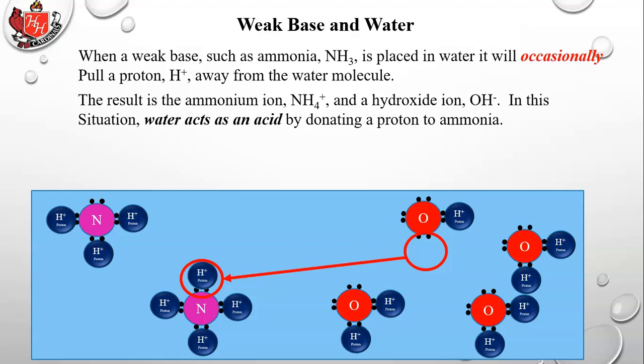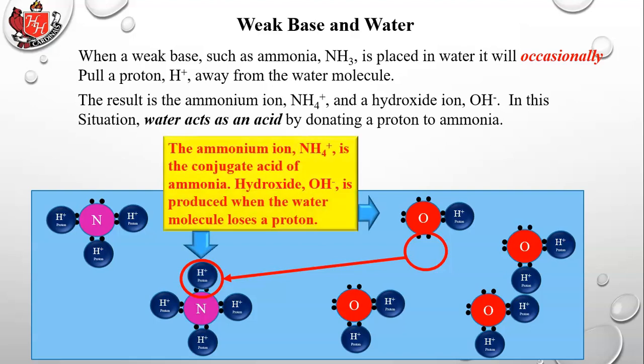The result is the ammonium ion NH4+ and a hydroxide ion OH-. In this situation, water acts as an acid by donating a proton to the ammonia. The ammonium ion NH4+ is the conjugate acid of ammonia. Hydroxide OH- is produced when the water molecule loses a proton.